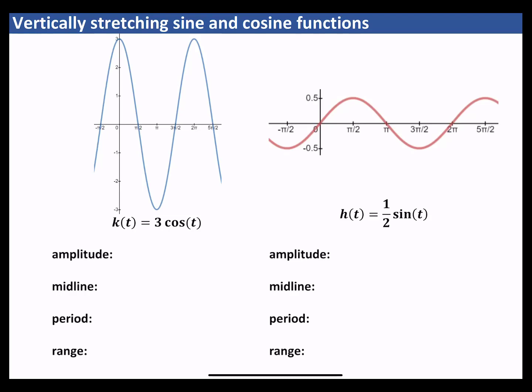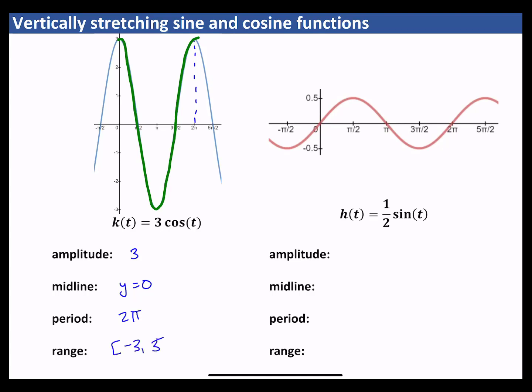Alright, so in k of t equals 3 times the cosine of t, we observe that the amplitude is 3 and the midline is y equals 0. We also see that it takes an interval of length 2 pi to complete one cycle, so the period is 2 pi. Lastly, the range is negative 3 to 3.